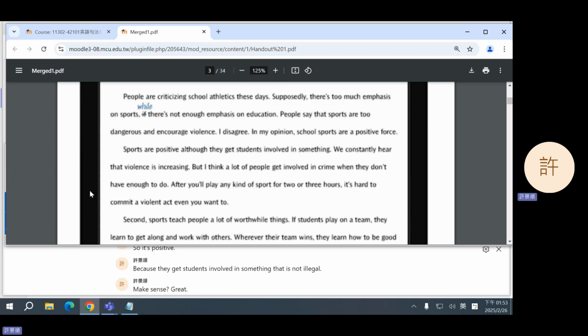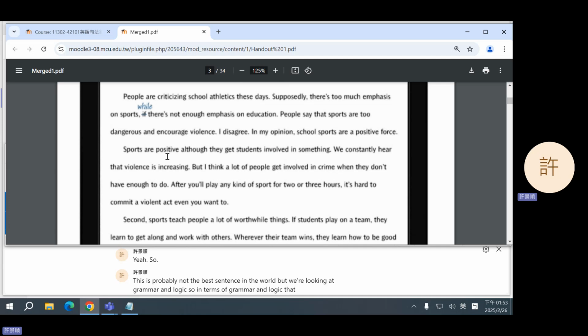Why does it seem like you don't agree? I don't know, like the last part of the sentence kind of bothers me. This sentence? Is it because it's too vague? Yeah, like, yeah. So this is probably not the best sentence in the world, but we're looking at grammar and logic. So in terms of grammar and logic, that fixes the problem.